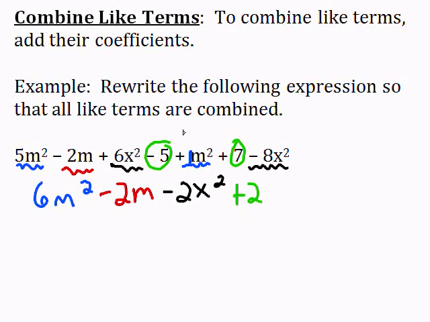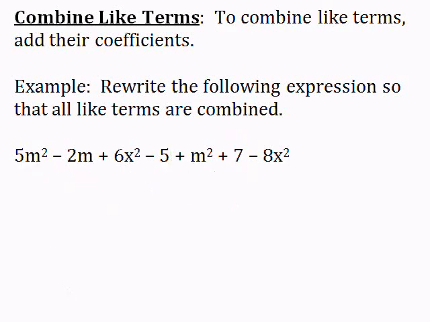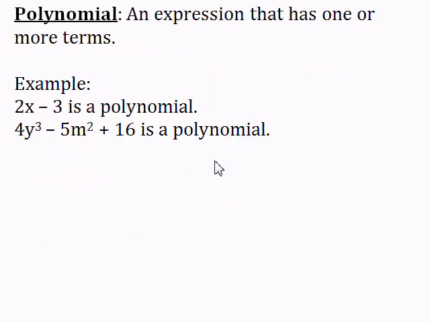So I rewrote the following expression so all like terms are combined. I combined all the like terms and I have now rewritten the expression. And polynomial. A polynomial is an expression that has one or more terms. For example, 2x minus 3 is a polynomial because it has two terms. 4y to the third minus 5m squared plus 16 is a polynomial because it has three terms. So anytime we have an expression with one or more terms, it is a polynomial.